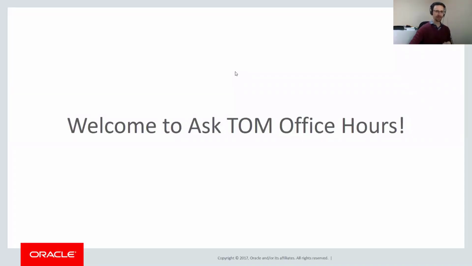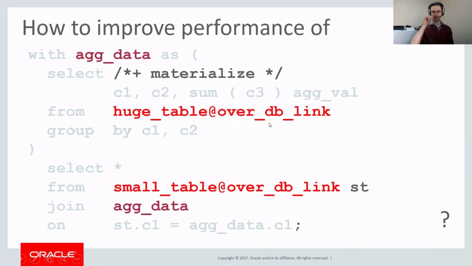So this relates to a question that came in on AskTOM a few days ago. A person had a problem with a query across a database link. They had two parts to it like this. They had a really big table and they wanted to group that information up, so aggregate it down to just a handful of rows, presumably, because as you can see, they're then joining it to a small table, which also goes across the database link. And they're looking at what they could do to improve the performance, make it faster.